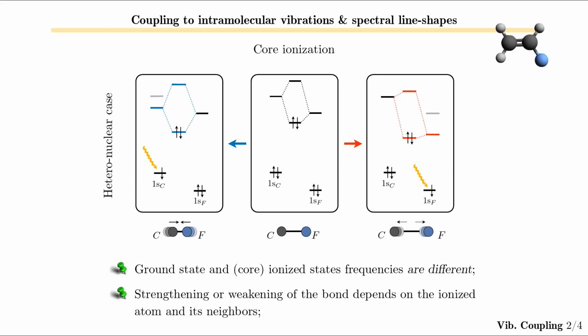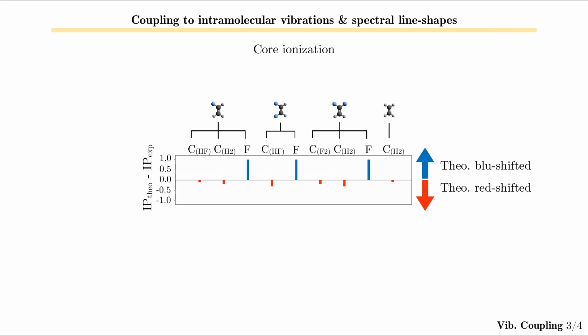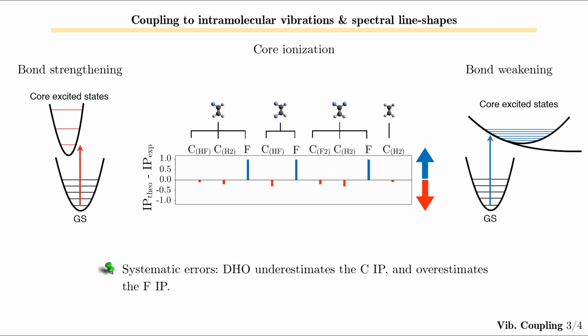And we have a strengthening or weakening of the bond that depends on which atom we are ionizing and which atoms are around it. And this is a fact when we just extract the electron, so ionization. If you consider, let me skip this part. I cannot skip it. Okay.